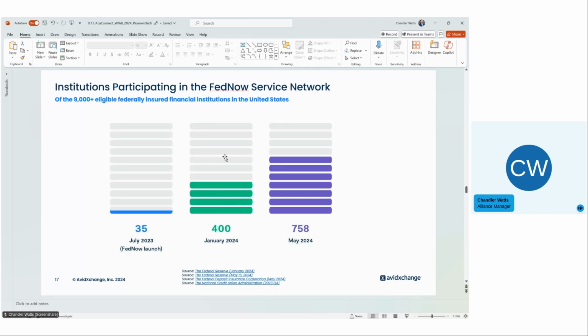So here are a couple charts on how institutions are participating in the FedNow service network. Of the 9,000 eligible federally insured financial institutions in the U.S., in July of last summer there were about 35 using it, and in January of this year there were 400 institutions participating. And then come May of this year, there were 758. So obviously, trending in the right direction for those participating in the FedNow service network.